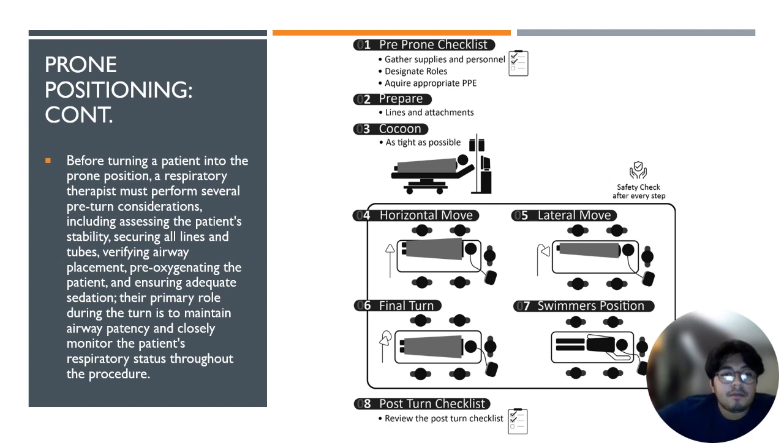The primary role during the turn is to maintain airway patency and closely monitor the patient's respiratory status throughout the procedure. That is our job as RTs, and that is the most important. We want to make sure that they're oxygenating well, that they're still getting their ventilation, and that they are still hooked up to their ventilator.